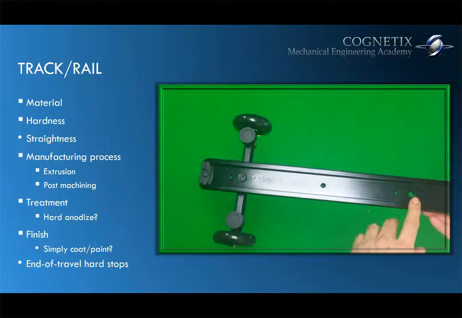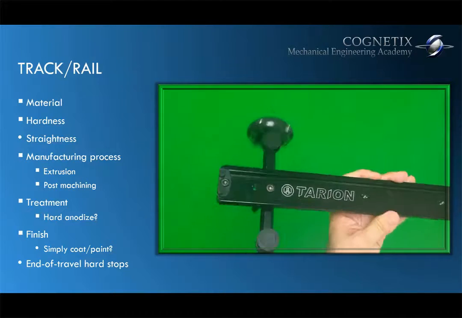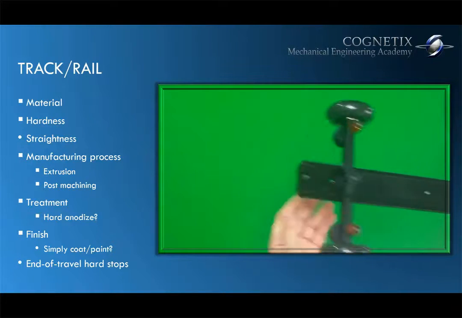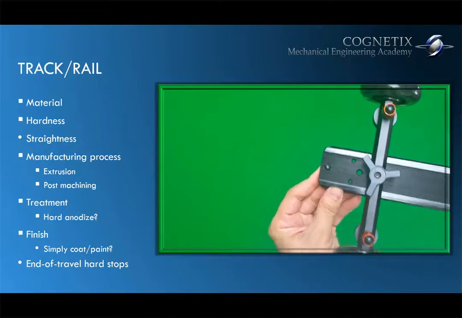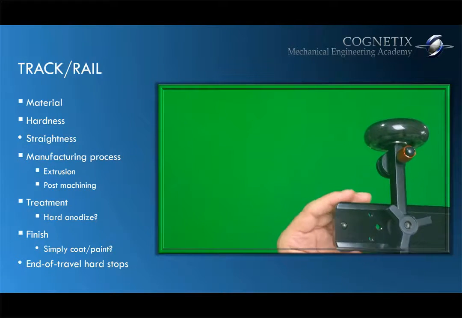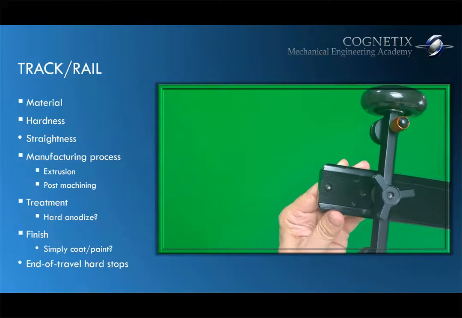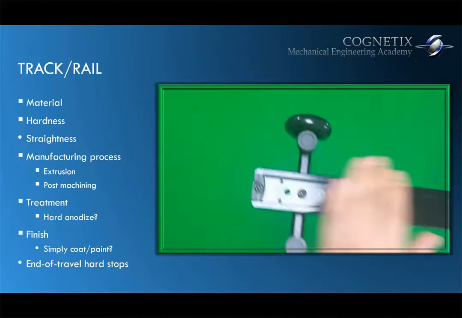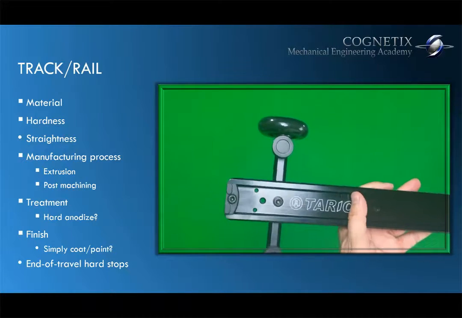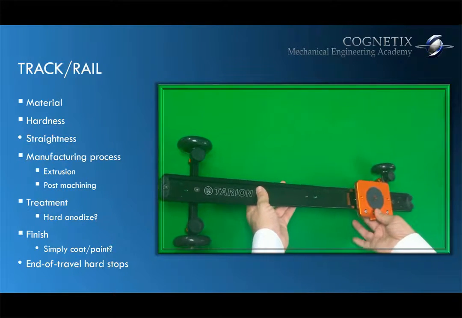So they needed to design some post-machining operations onto this. For example, the threaded holes. Those are added after the material has been extruded. These curves at the end, they're most likely post-machined. The extruded material does not come out that way. So they post-machine it to give it the geometry and provide the mechanical features that they need for mounting and so forth.